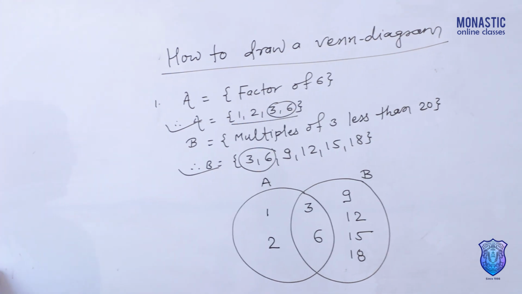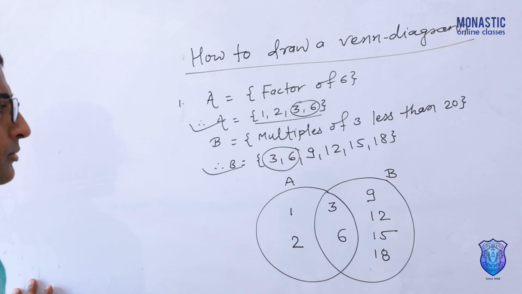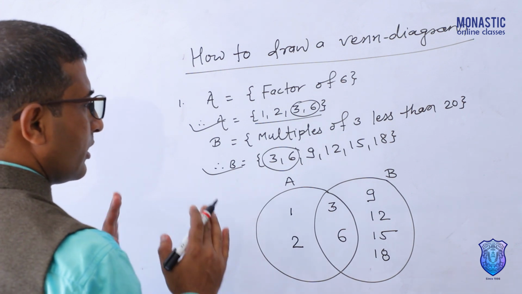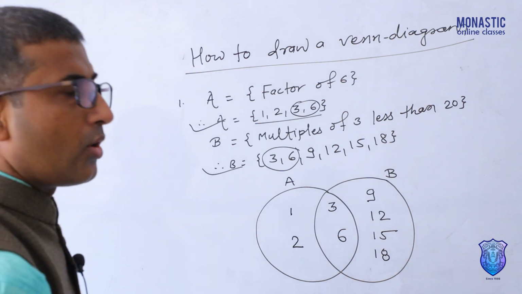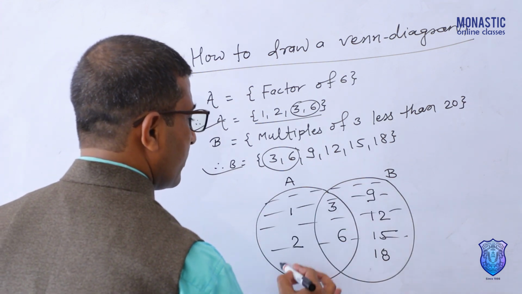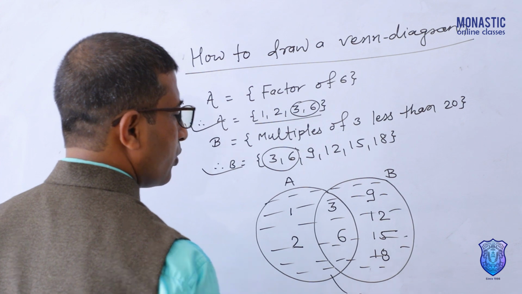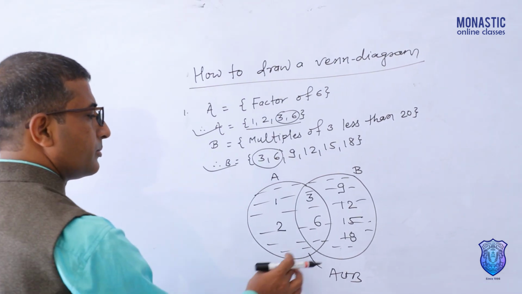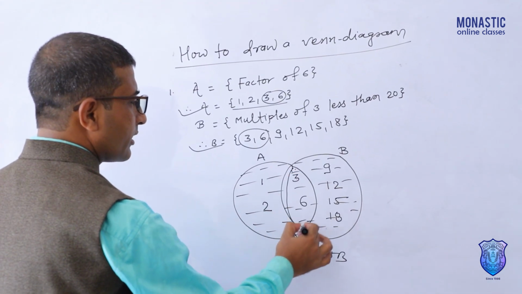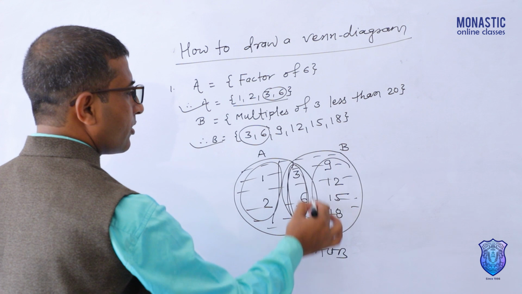But if it is said to represent A union B in a Venn diagram, we have to draw the same Venn diagram, but we have to shade this. When we say union, it means all. All means whole A and B. If we shade this, it represents A union B. This whole represents A union B. If we have to show only the intersection, then we have to shade these parts. Only A, that's only A, that's only B.